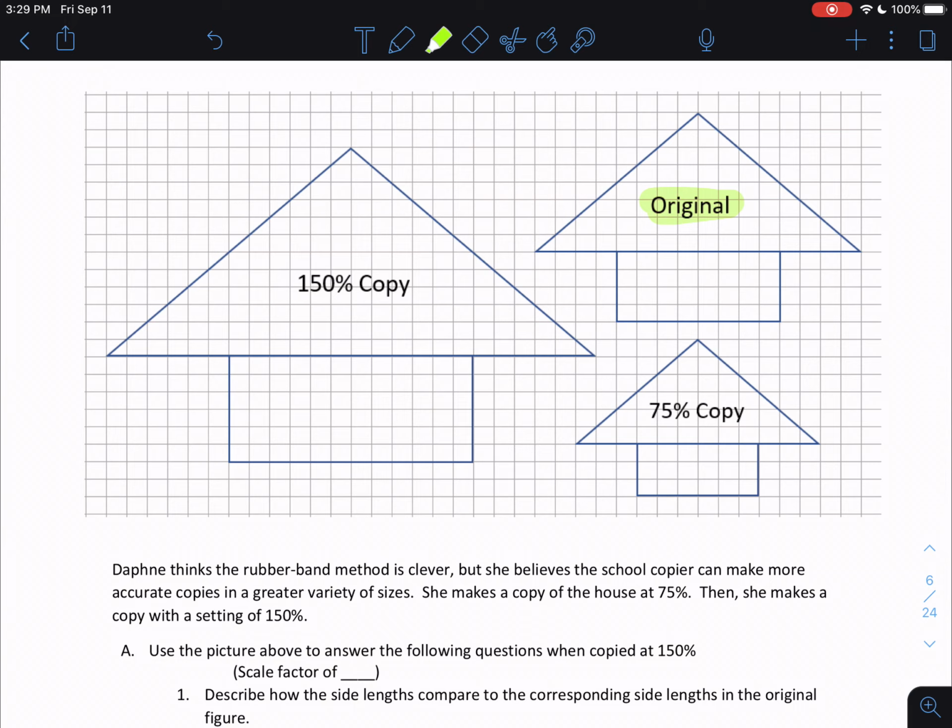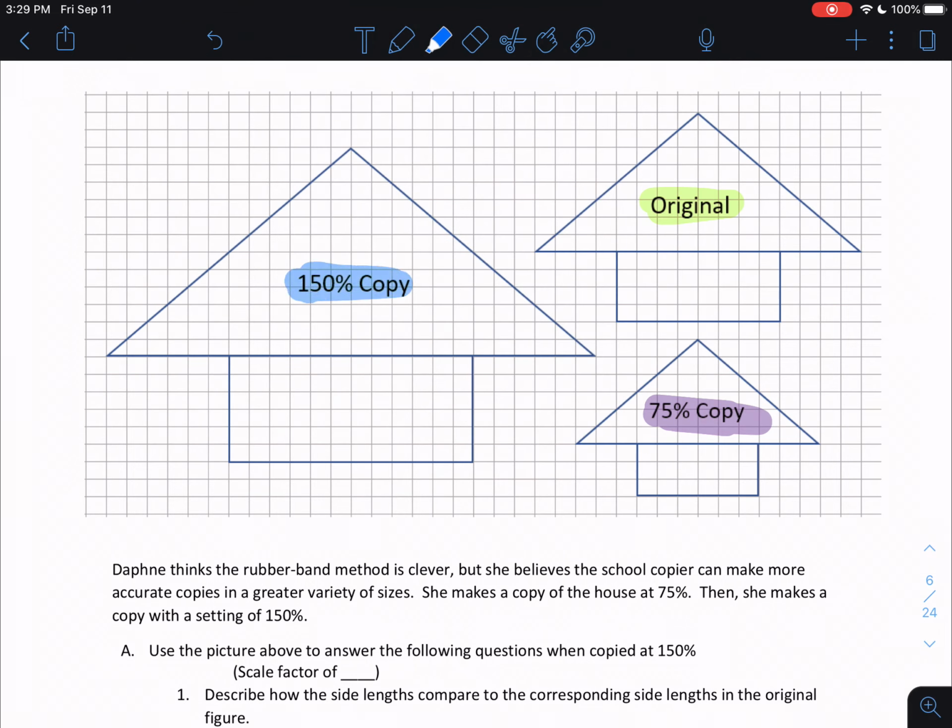And Daphne thinks the rubber band method is clever, but she believes a school copier can make more accurate copies in a greater variety of sizes. She makes a copy of the house at 75%. Then she makes a copy with a setting of 150%.